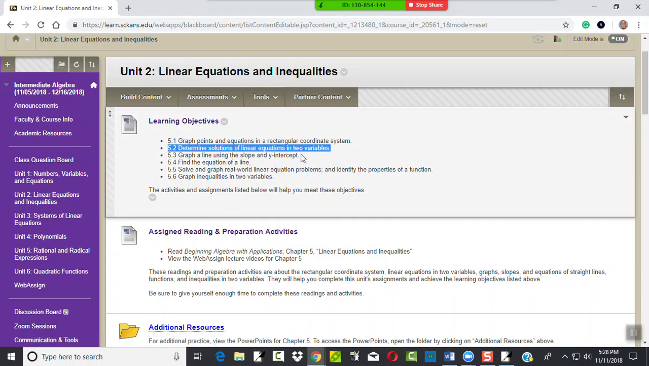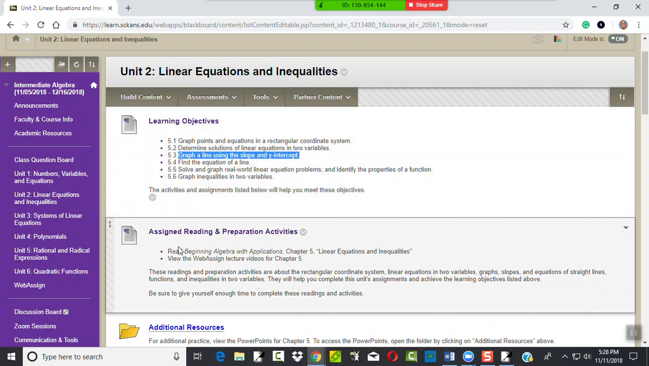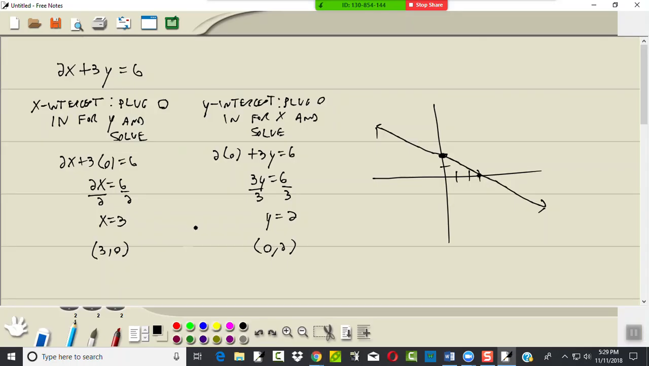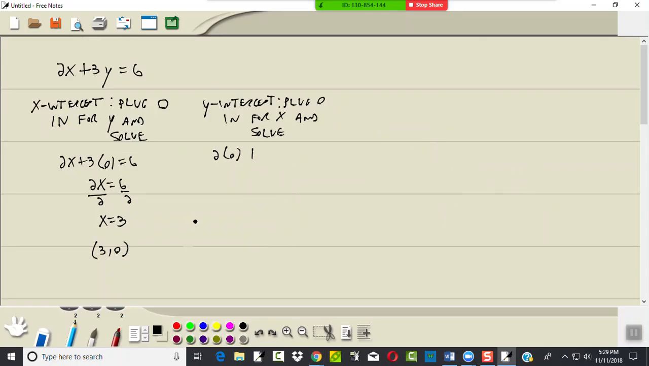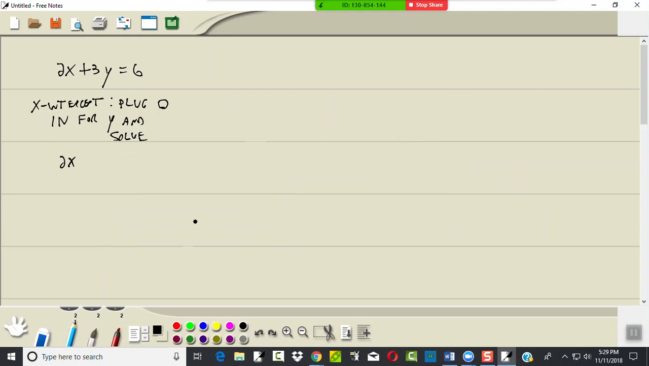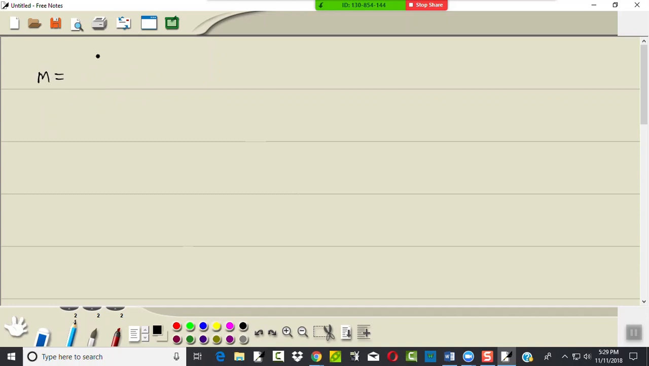Now, this next learning objective is graphing a line using a slope and y-intercept. So let's talk about slope. M, which represents our slope, is the change in y over the change in x.